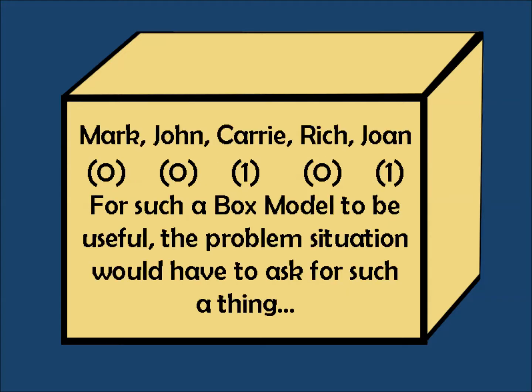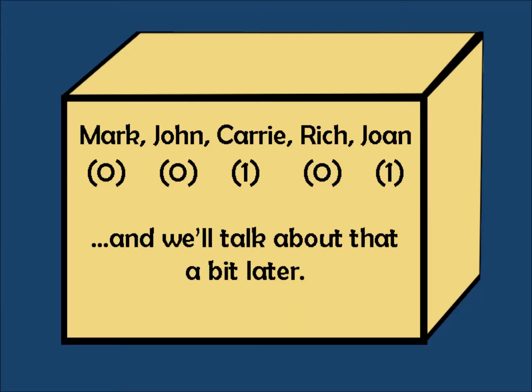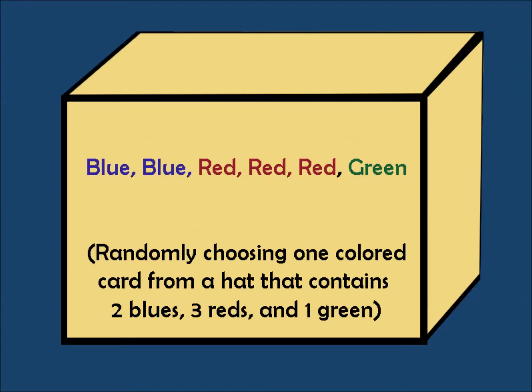For such a box model to be useful, the problem situation would have to ask for such a thing. Like I said, it will. Okay, in this course, if we want you to use a box model, then the problem will present you with a task that you can put numbers to like that. A tally such as a 1 or a 0, or other ways that we'll talk about in upcoming slides. Okay, randomly choosing one colored card from a hat that contains 2 blues, 3 reds, and 1 green. If you're going to do a tally situation on this, you'd have to say how many blues are we going to draw from this hat.